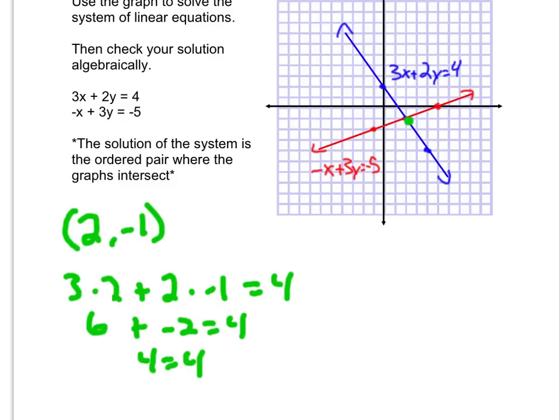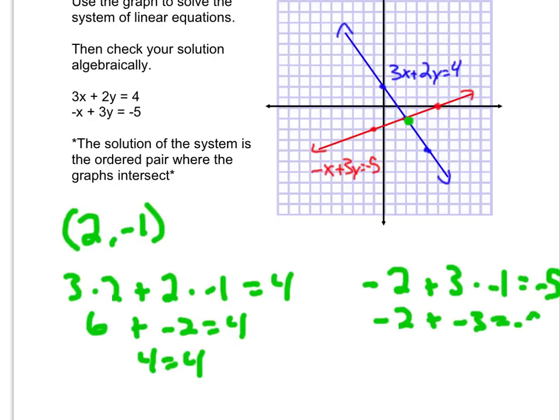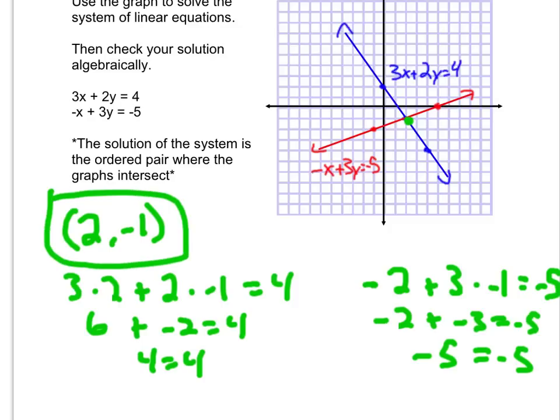Now we got to try the other one. This is the opposite of my x, so it's the opposite of 2, or negative 2, plus 3 times my y, which is negative 1, equals 5. So we get negative 2 plus 3 times negative 1 is negative 3, and it works. So this is the solution to the system. And this down here is how I check it algebraically.